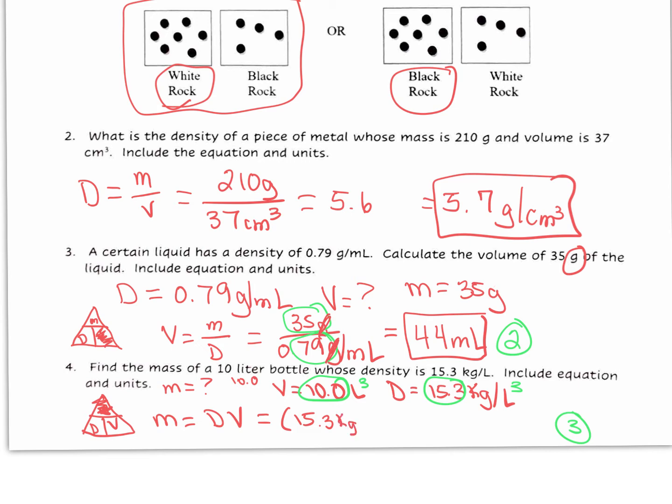15.3 kilograms per liter times 10.0 liters. Now my liters is going to cancel out, so I'm going to end up in kilograms, which is good because it's mass. So at this point, you have 15.3 times 10. You get 153. You really didn't even need to put that in the calculator. 153. But this is why I added that extra 0.0, because I really didn't want to change that number to something else, just to satisfy significant figures.